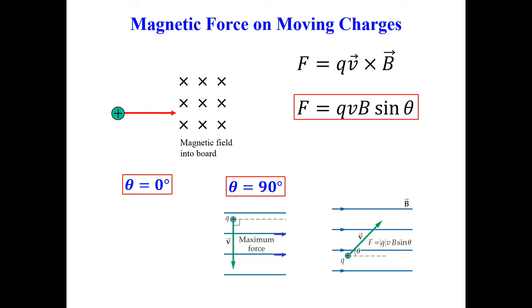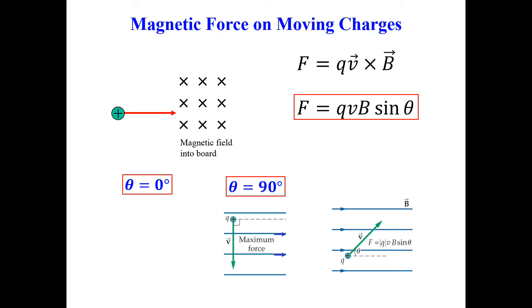So we have a magnetic field that is going into the page, and the charged particle is moving to the right, perpendicular to the magnetic field. And now the moving charge will feel a force. It will feel a force when the motion of the charged particle is perpendicular to the magnetic field. So we see here that the magnetic force, or the Lorentz force, on the moving charge is the charge times the cross product of the velocity vector and the magnetic field vector.